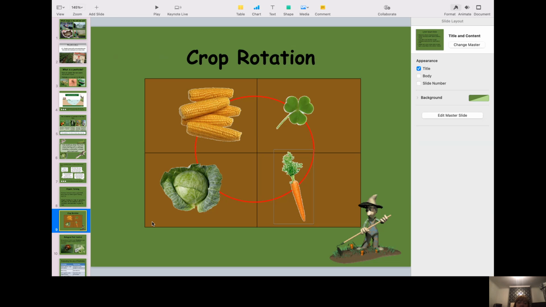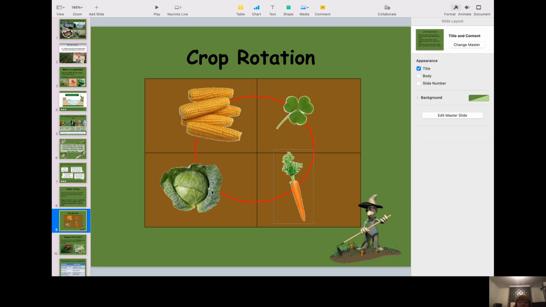One method is crop rotation. So in the first year, corn would be grown in this field. In the second year, corn would be grown in this field. The third year, corn would be grown in this field. And the fourth year, corn would be grown in this field.